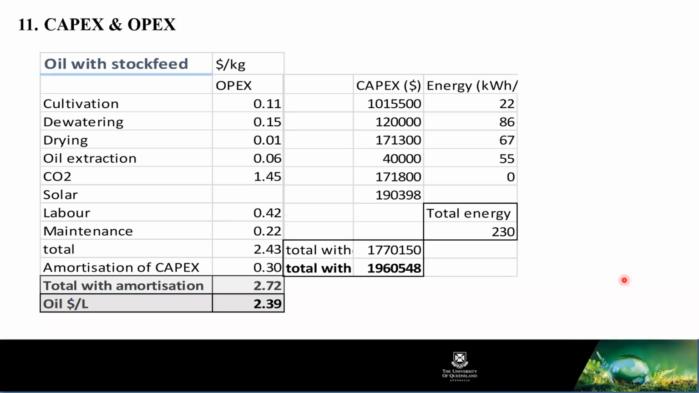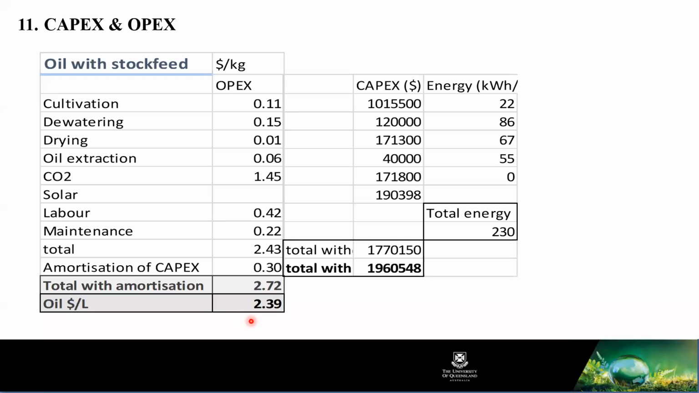So the process is divided into cultivation, dewatering, and drying. If you are interested in the value-added product, then it comes into the picture. Here the value-added product is oil. So the amount of carbon dioxide, solar, labor, maintenance, total, and amortization of the capex all come to a small amount, as you can see here.